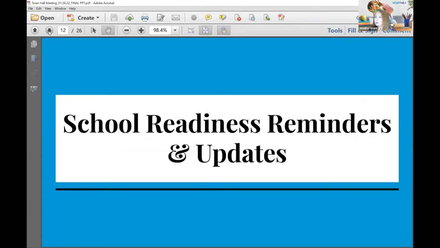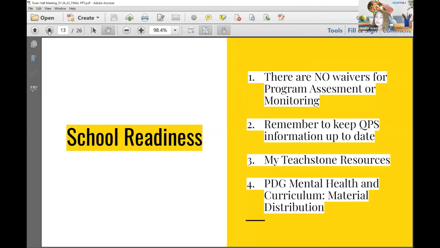School readiness. So we'll start with reminders on school readiness. The first piece is to make sure, I mentioned it earlier, but there are no waivers for program assessment or monitoring anymore. Even though we're still in the middle of a pandemic and it becomes challenging, we are still held to meeting all of those contractual obligations.